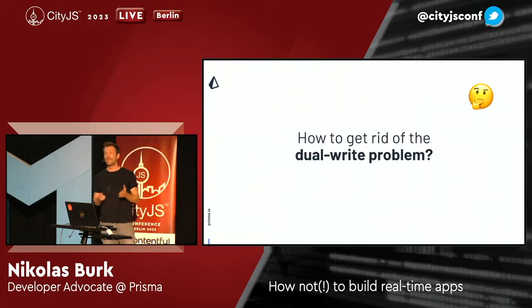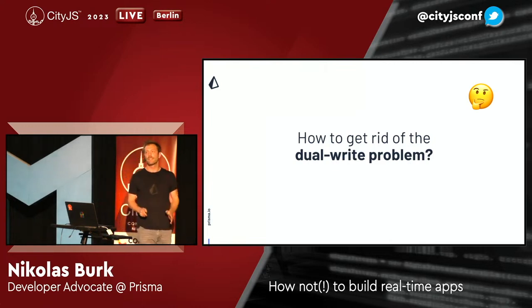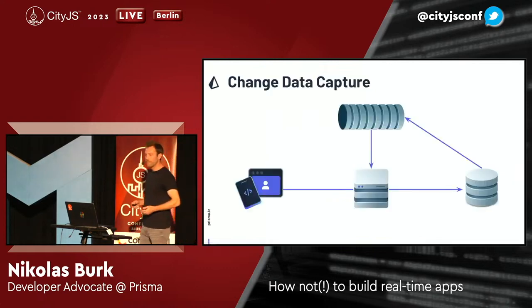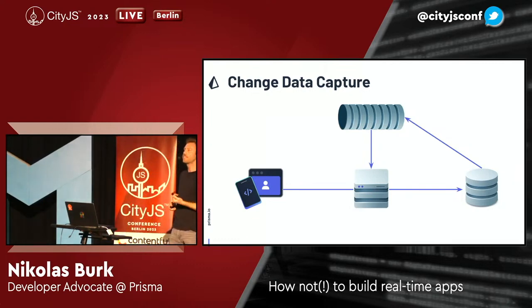So how do we get rid of the dual write problem? The answer to that is called change data capture. Change data capture is based on the idea of unidirectional data flow that just eliminates the dual write problem altogether. Here is what it looks like. The architecture in terms of the components that are involved still looks similar, but if you look at how the data flows, it goes from the API server to the database. The database is now responsible for publishing the events to our message queue, and the message queue still broadcasts the event to all the subscribed clients, in this case, the API servers.